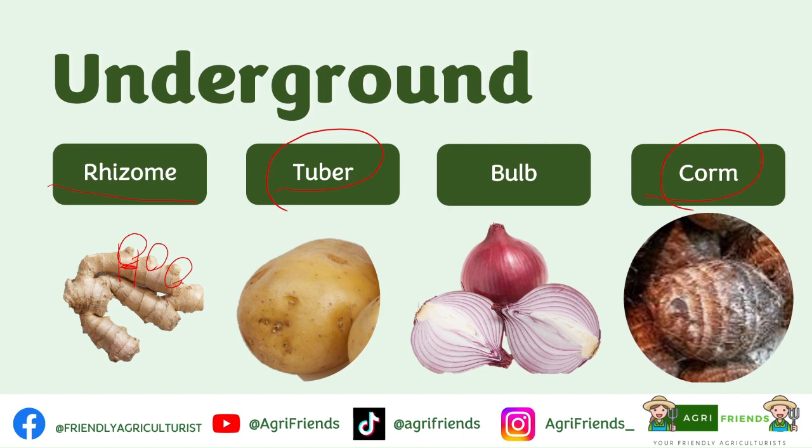Tuber is an enlarged underground stem with eyes. So these eyes are the nodes, and this will give rise to the new plant. The bulb is a short underground stem. So this is the bulb. It is modified into a disc-like structure. This portion are modified leaf stalks, or what we call the leaf scales.